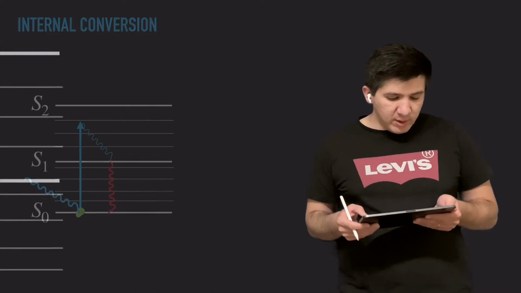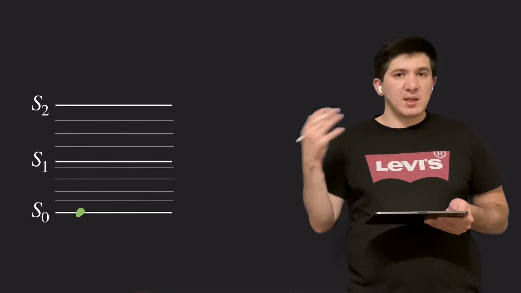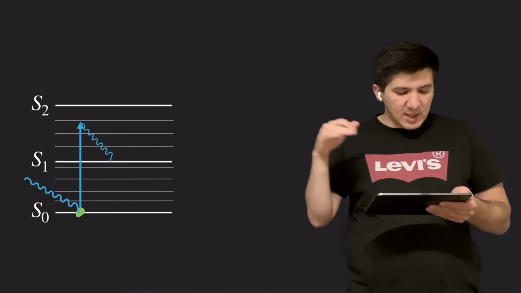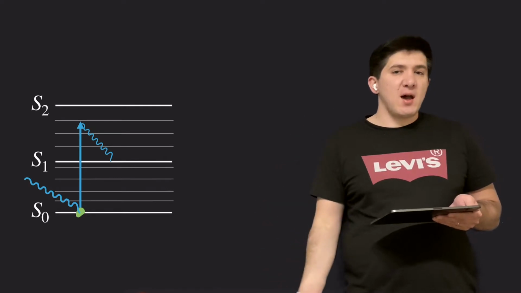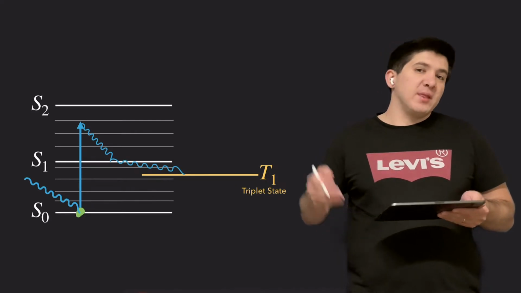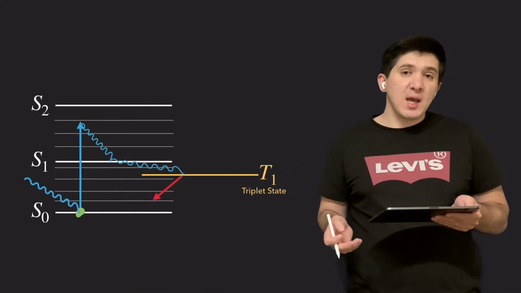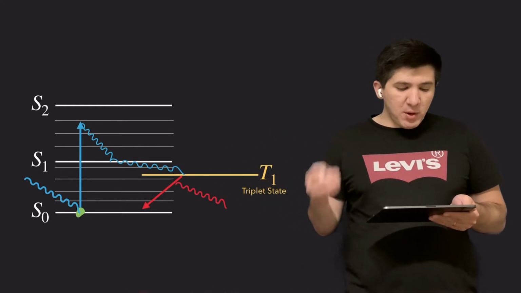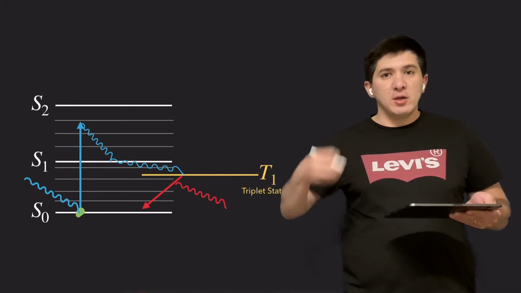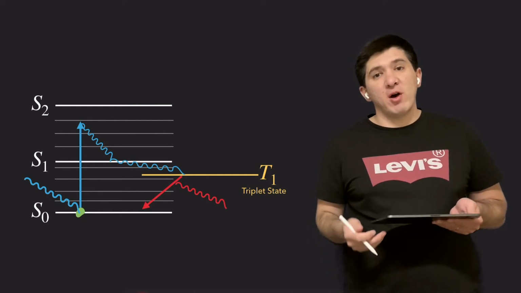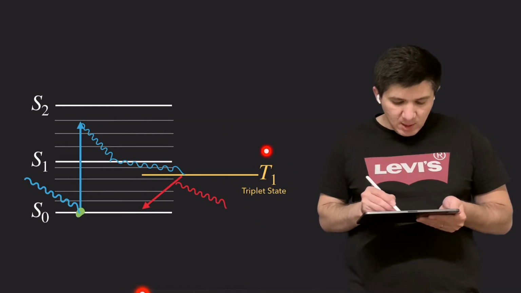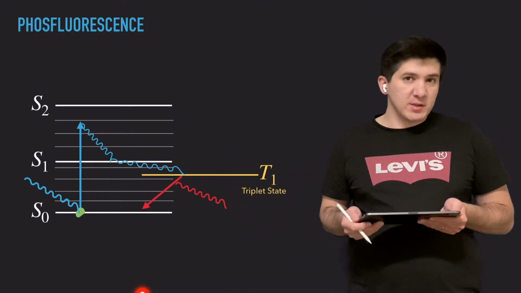There is another scenario where the molecule is excited up to some point, and then it may go through the first excited state. Then, instead of just falling down to the ground state, it may go to the so-called triplet state, and then fall down to the ground state from the triplet state and emit a photon. This process, where the molecule is excited and then emits a photon not from the first excited state but from the triplet state, is called phosphorescence.